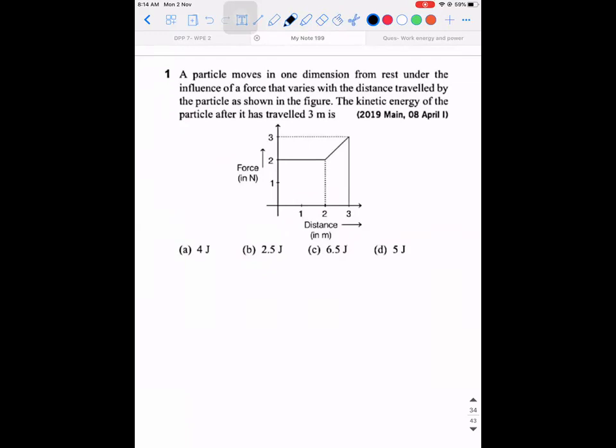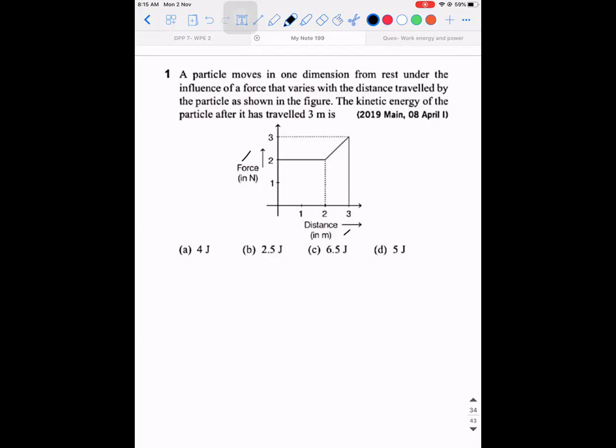How to do this? A particle moves in one dimension from rest under the influence of a force that varies with distance. So when they say force varies with distance, it is variable. The kinetic energy of the particle after it has traveled a distance of 3 meters. Whenever they give you a graph between force and displacement, for any graph you can calculate either slope or area.